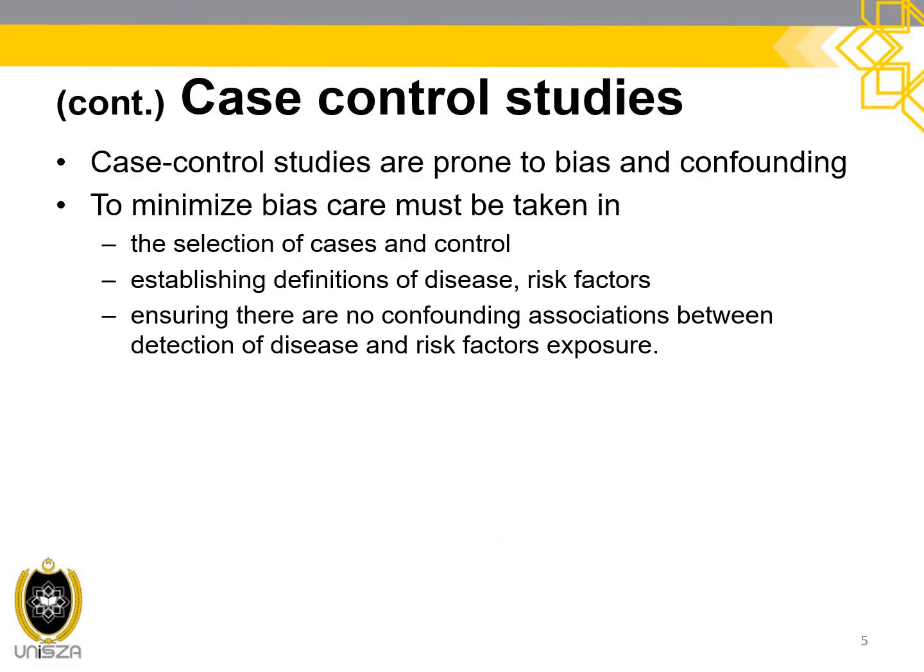Case control studies are prone to bias and confounding. To minimize bias, care must be taken in the selection of cases and controls, in establishing definitions of disease and the risk factors, and finally, care must be taken in ensuring that there are no confounding associations between the detection of disease and risk factor exposure.